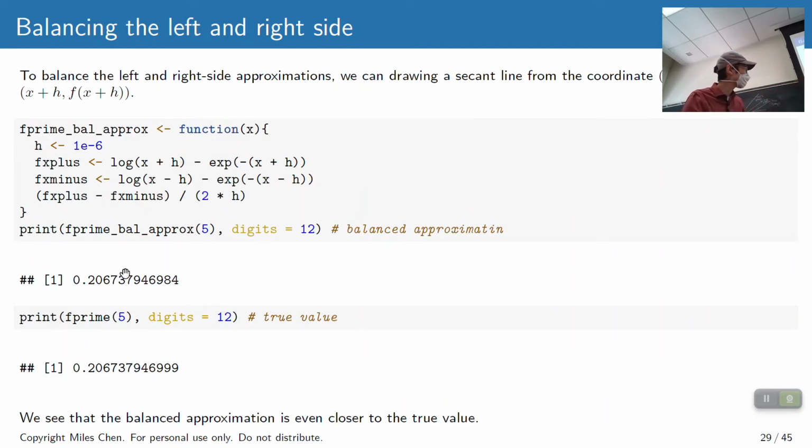And so if I use the balanced approximation versus the quote-unquote true value, we can see this is accurate up to, I think, 10 places of precision. 0.2067379466984, and the true value is 0.20673794669, and the last two, 99. So we're accurate up to 1, 2, 3, 4, 5, 6, 7, 8, 9, 10 places after the decimal. Okay, so that's pretty good.